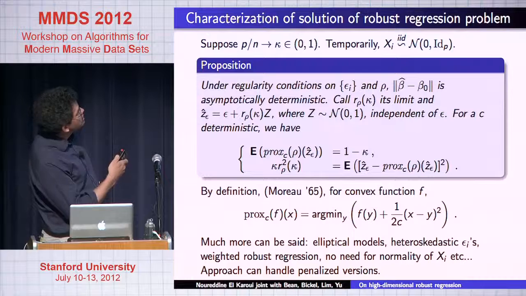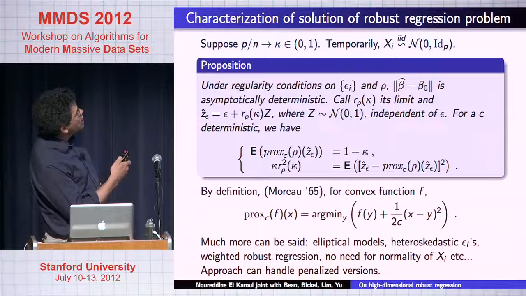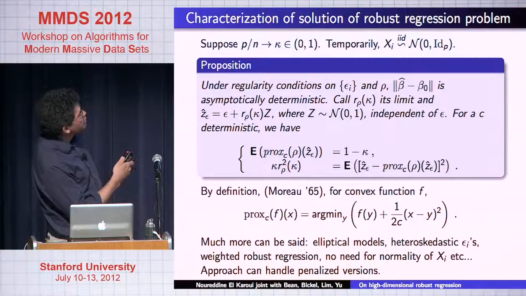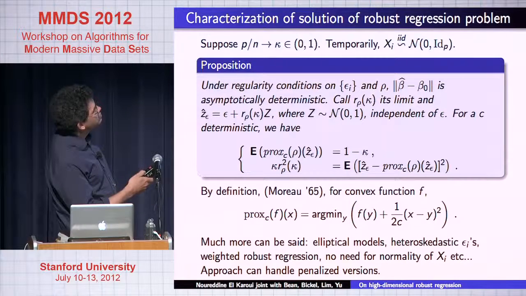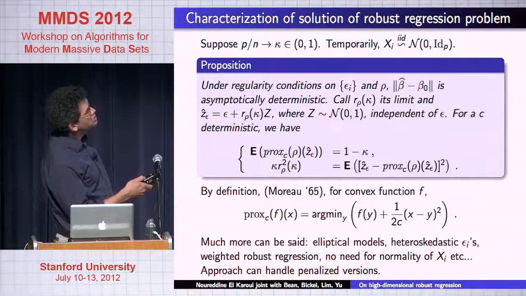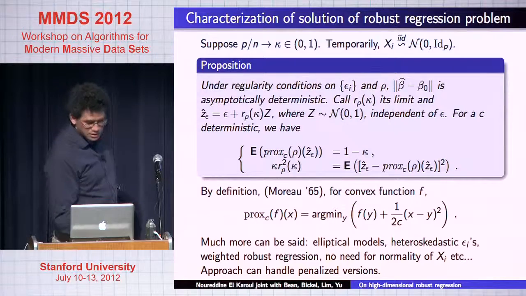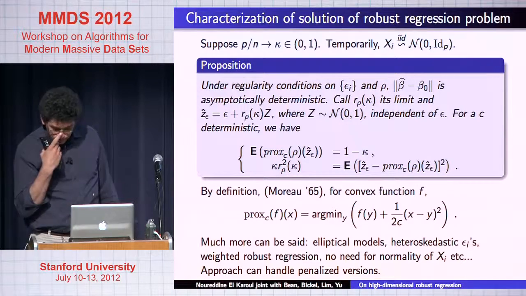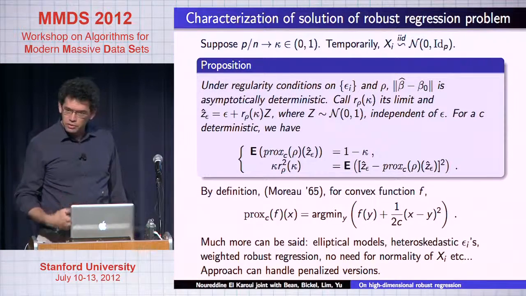And basically, to understand this limit, what you need to look at is this other random variable, z hat epsilon, which is epsilon, a random variable with the distribution of your errors, plus a normal scaled by r rho of kappa. Okay? And basically, what happens is that there's another deterministic quantity that appears. And basically, C and r rho of kappa satisfy this nonlinear system of equations.